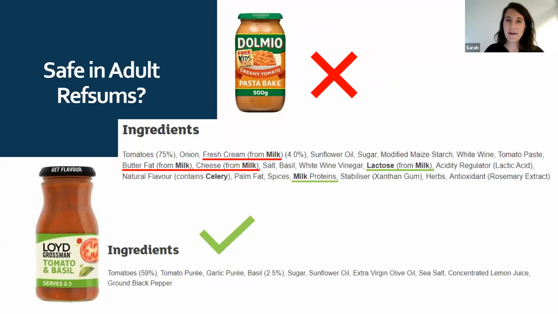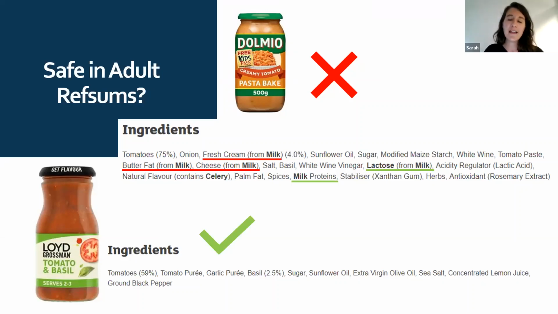I've also included some jar sauces, and again, just highlighting where some ingredients are to be cautioned. The top product has fresh cream, again from milk. It has butter fat, and it has cheese from milk. Those are all products that would be high in phytanic acid, and so this product would need to be avoided.